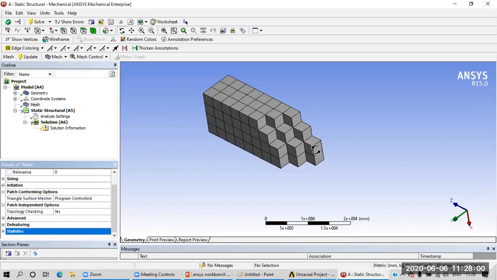Now what does ANSYS actually do, guys? ANSYS will not perform analysis on the complete portion of the beam. It will analyze only a portion of the beam. That means a unit cell, that means an element like this. Look, this cubic portion. ANSYS will perform analysis on this cubic portion, okay?